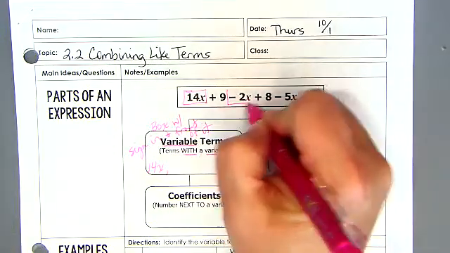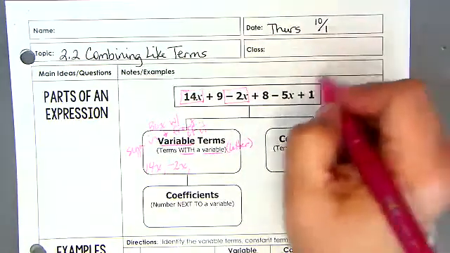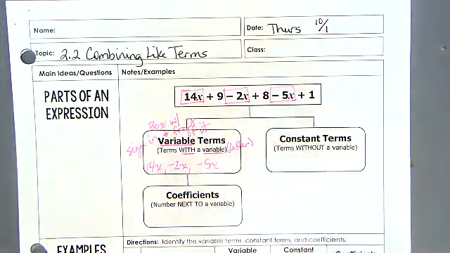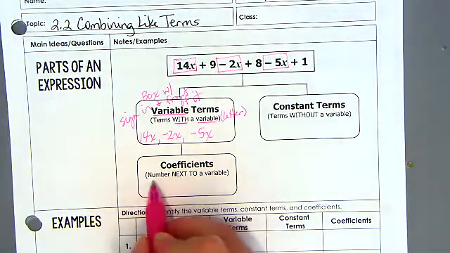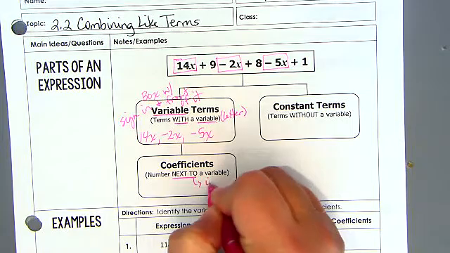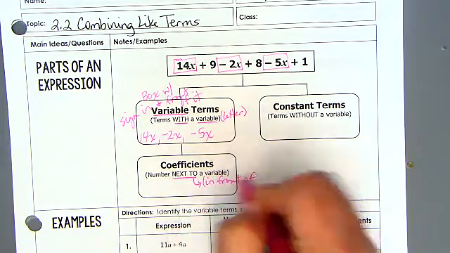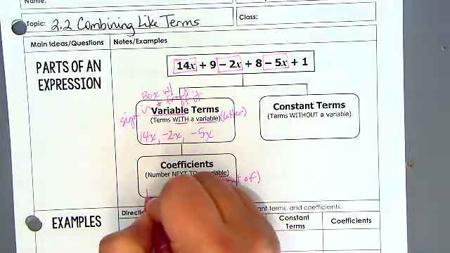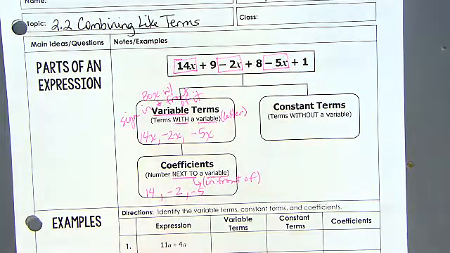So for instance here, this is going to be a negative 2x. And then I'm going to have a negative 5x. So continuing this down, the coefficients are the numbers next to or in front of the variable. So the coefficients here are 14, comma, negative 2, comma, negative 5.